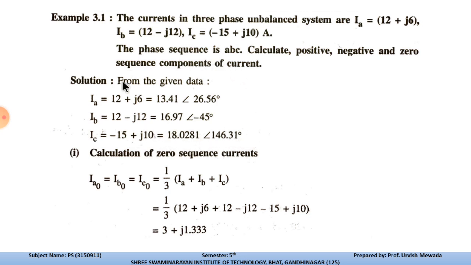Now the calculation of the zero sequence current. This is the equation that we have derived in the previous case: IA0 equals IB0 equals IC0 equals 1/3 of IA plus IB plus IC. Now we have all the values of IA, IB and IC. Just put the values over here and we will get the value of the zero sequence current, that is 3 plus J1.333 ampere.